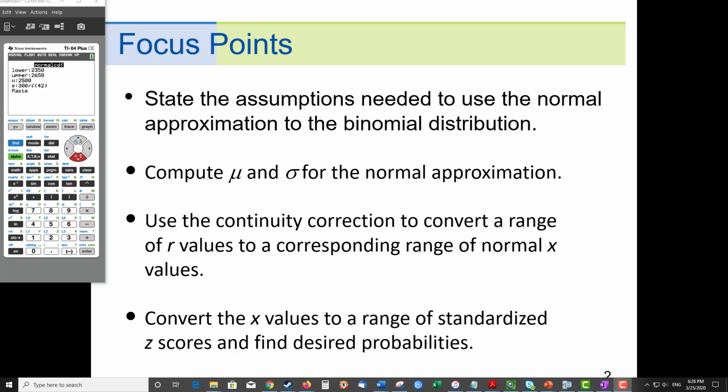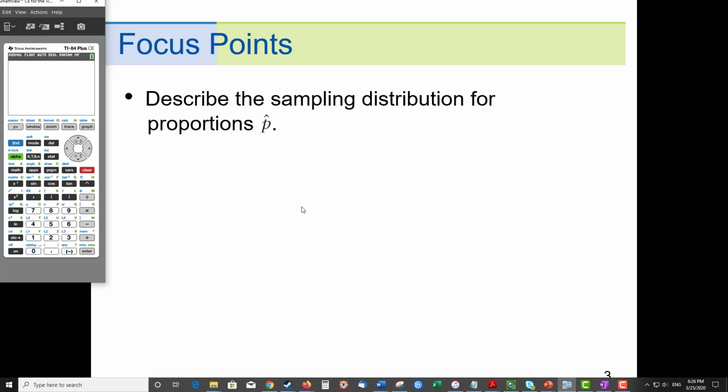So what are we going to be able to do over this video and the next? We're going to be able to talk about what assumptions we need to be able to use to do this. We're going to be able to compute mu and sigma for the normal approximation. We're going to use the continuity correction to enter these things. We're going to potentially be able to convert x scores to z scores. We don't actually have to do this for what we're doing. We don't need that to be up on the calculator either, but we will be able to do it if we had to. And then in the next video, we'll talk about p-hat specifically.